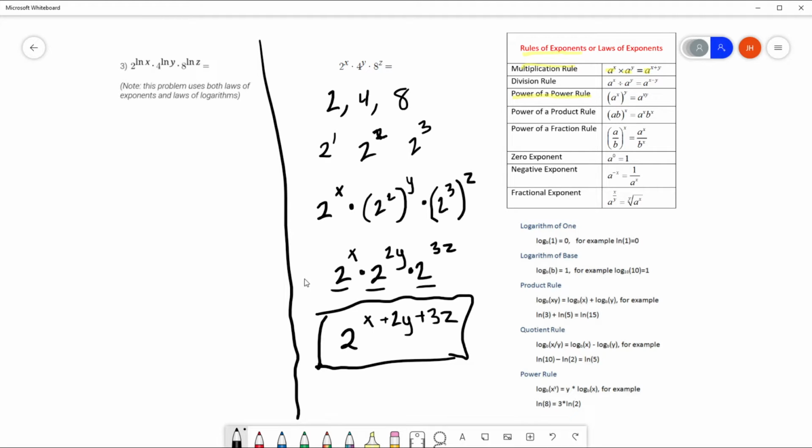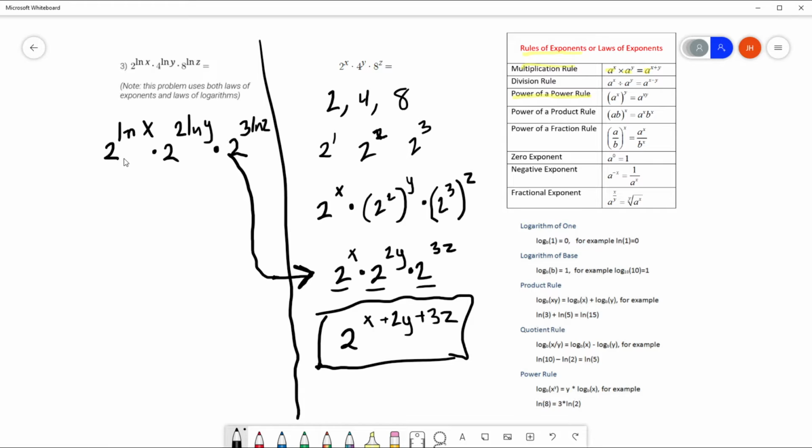I can pretty much just skip to this step. And instead of having x, y, and z, I'm going to have ln x, ln y, ln z, from the exact same reason as how I got it here. So I have 2 to the ln of x times 2 to the 2 ln y times 2 to the 3 ln z. To be honest, I could have just skipped this one, huh?